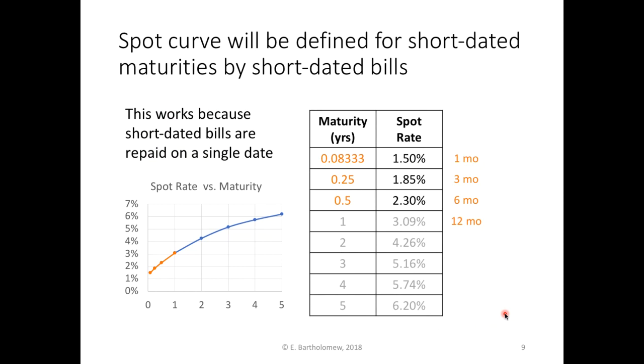Now, the spot curve will be defined for short maturities as well, and these we could typically obtain from traded short-dated bills. So for example, we may have rates for 1 month, 3 months, 6 months. Indeed, we'll probably have a rate even for 1 day overnight. And so we can fill out our curve using these spot rates.